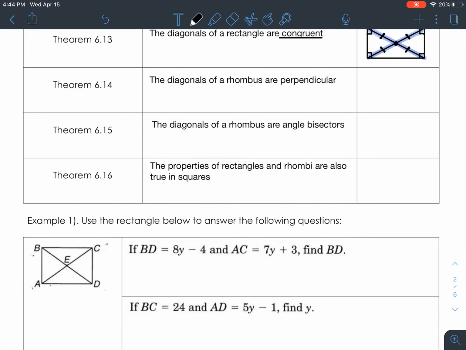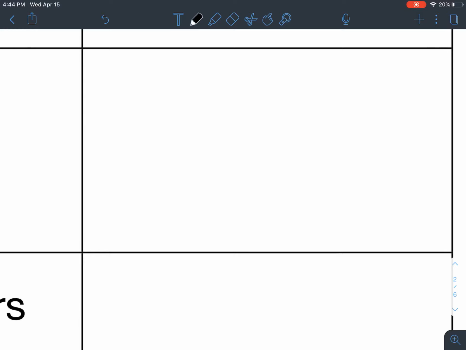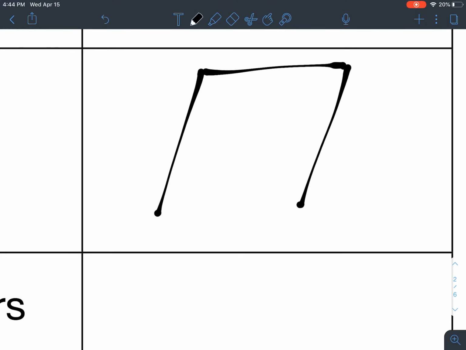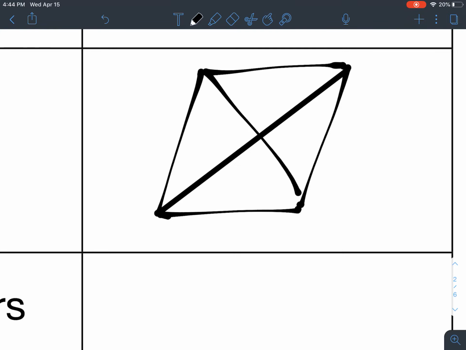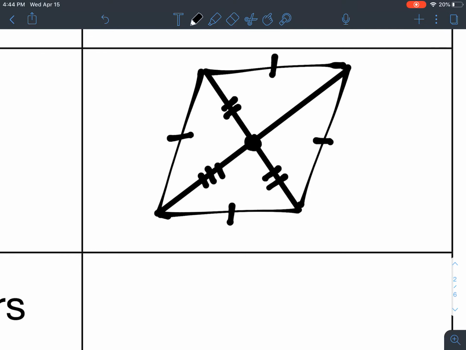All right, let's look at the next one. Theorem 6.14 says the diagonals of a rhombus are perpendicular. So if we draw a rhombus, mark in those diagonals, and then notate the sides. We don't know that these are congruent. The diagonals aren't going to be congruent. We still know that they bisect each other, so this has to be congruent to this, and this has to be congruent to this.